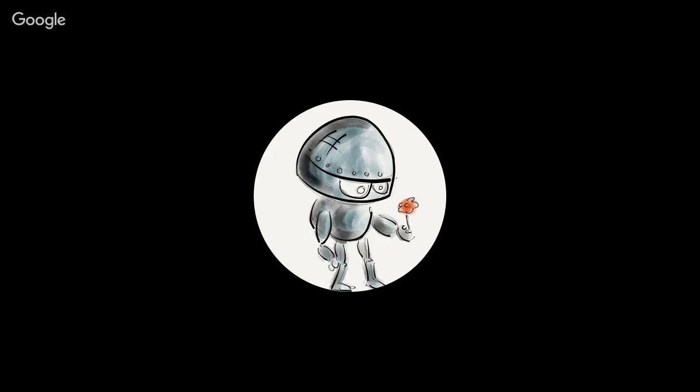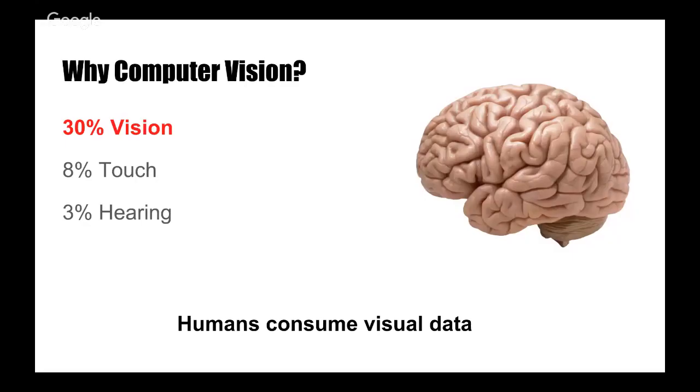We teach it in our blog as well as in the courses. It's very important. The reason is that 30% of all of our brain is dedicated to visual processing, and compare that with 8% for touch and 3% for hearing. If you ask my wife, she thinks that my hearing percentage is even lower. But you see, visual data is very crucial for humans. We consume visual data primarily.